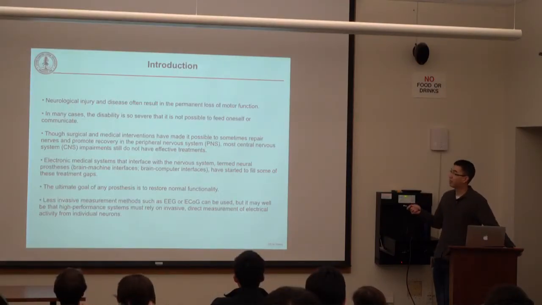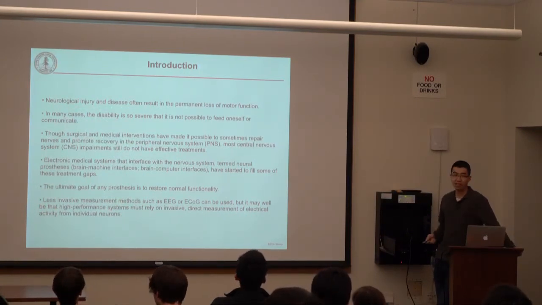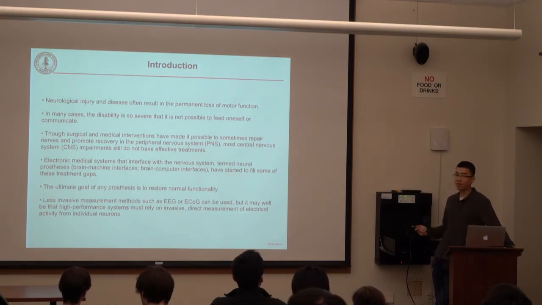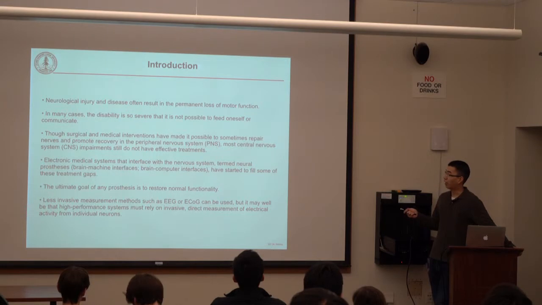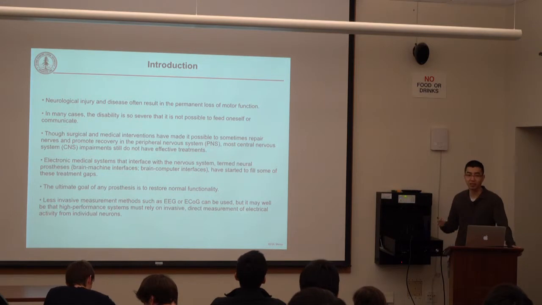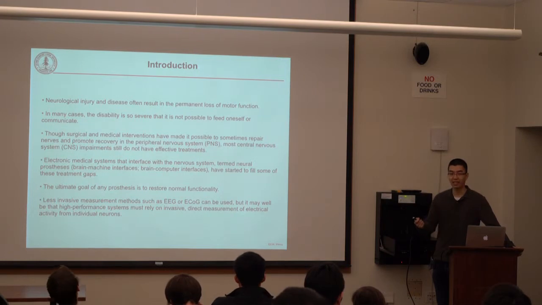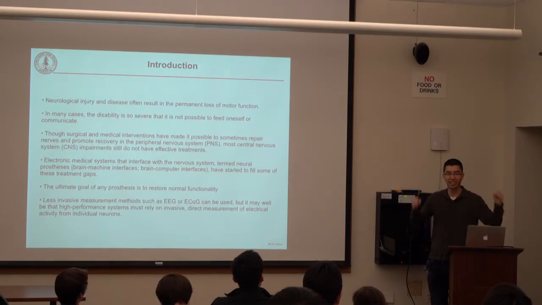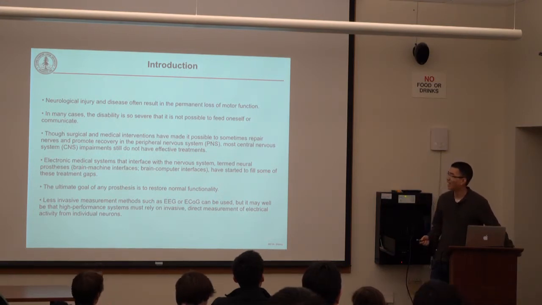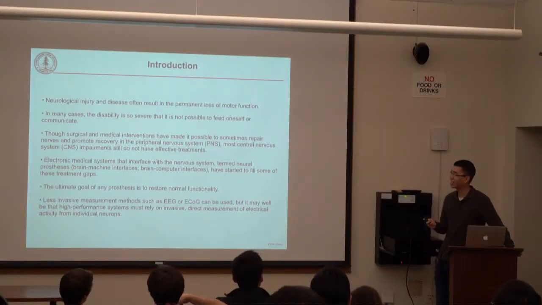As Professor Shenoy talked about in the very beginning of class, we know that neurological injury and disease often result in the permanent loss of motor function. Oftentimes this can be so debilitating that the person can't even feed oneself or communicate. For this, we're thinking about diseases like paralysis or ALS. Does everyone here know what ALS is? Did anyone dump a bucket of ice on their head in the last 2 years? ALS awareness increased through the Ice Bucket Challenge.